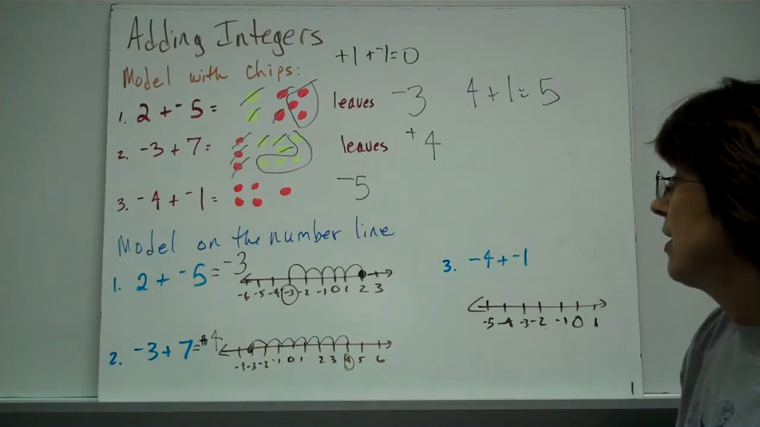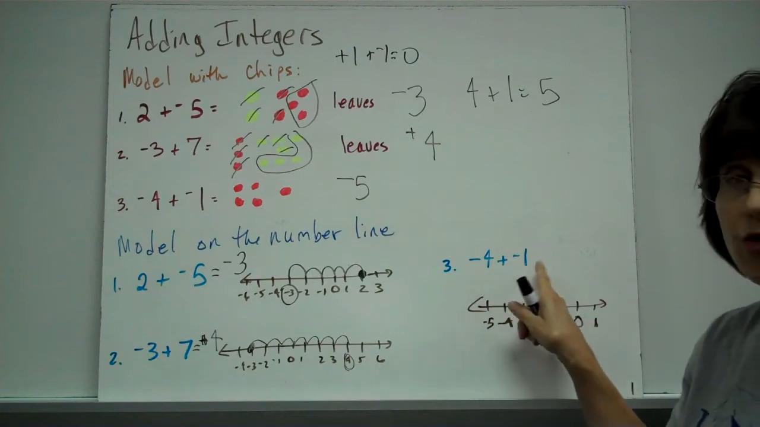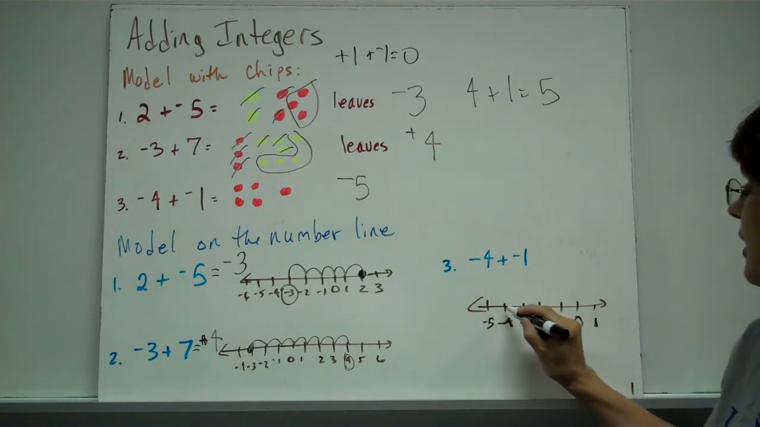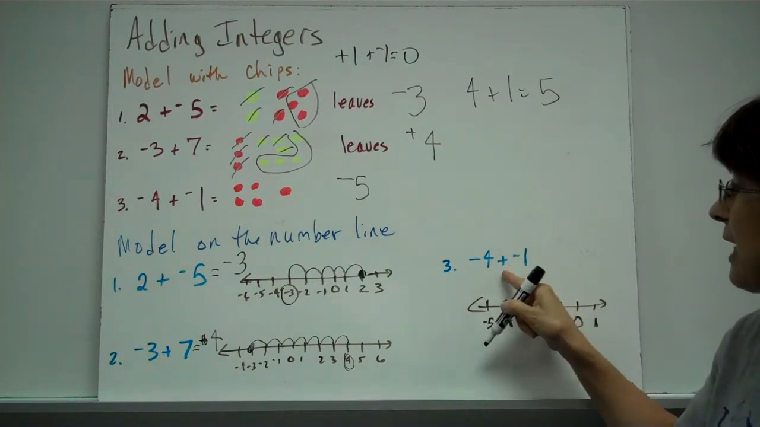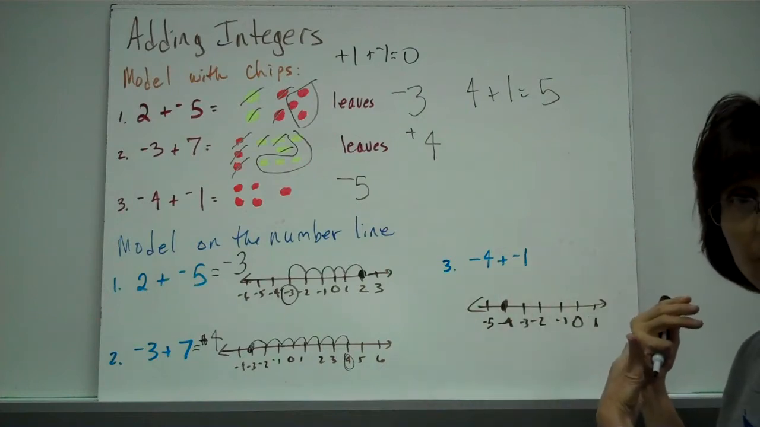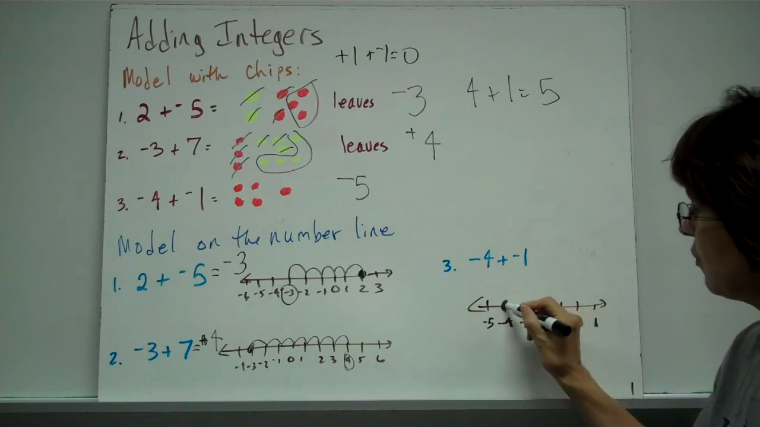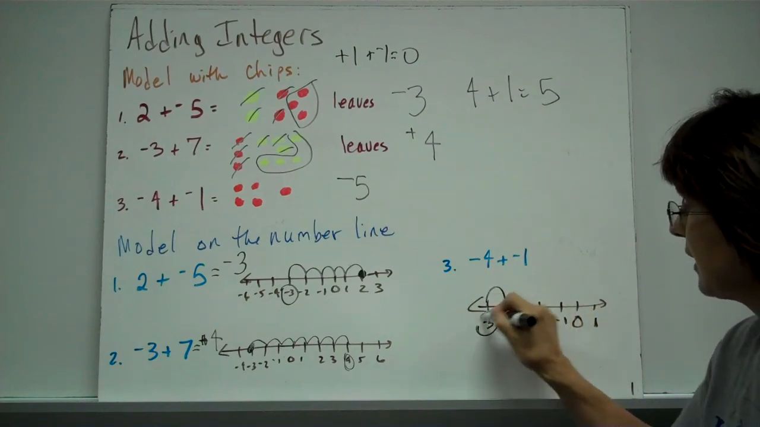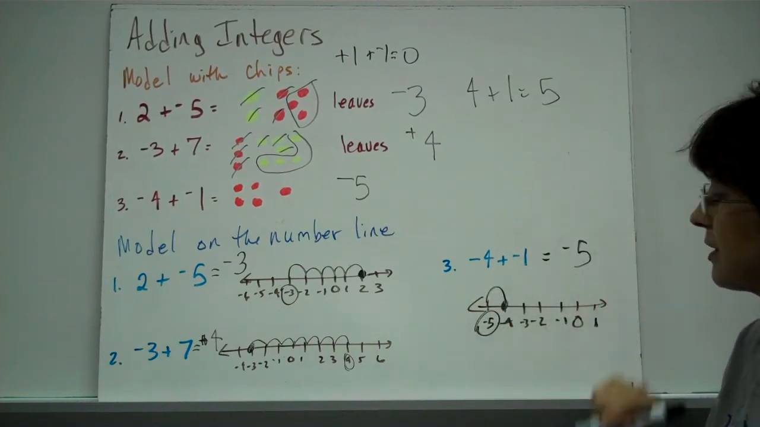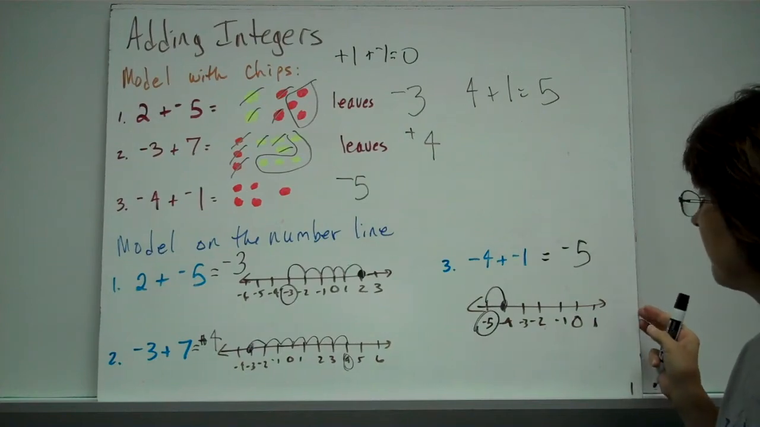All right, last one here, negative 4 plus a negative 1. We start on negative 4. We're going to add, meaning we're going to think and we're going to go to the right, make it more, but then we have a negative 1, so we have to reverse it and go down 1, and we land on negative 5. So negative 4 plus negative 1 is a negative 5.